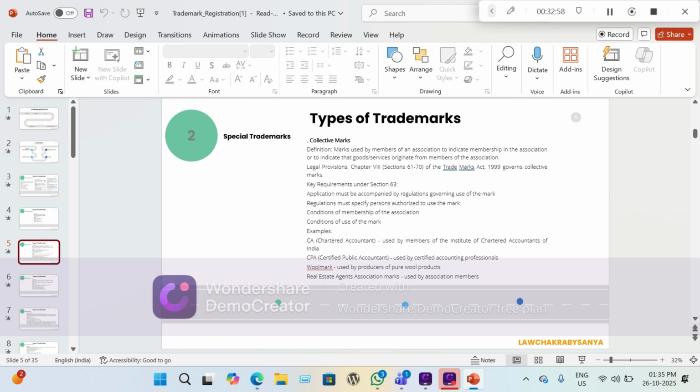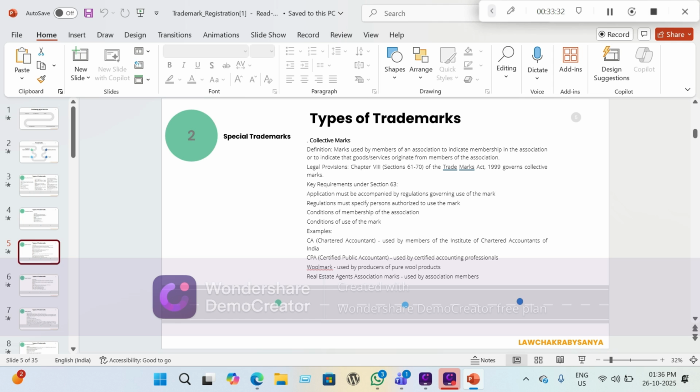Application must be accompanied by regulations governing use of the mark. Regulations must specify persons authorized to use the mark, conditions of membership of the authorization, and conditions of the use of the mark. So, for example, CA is for chartered accountant. It can only be used by chartered accountants. So, you have to specify all of that in your trademark application, that you're going to use CA and this is the association and these are the people who will be using it and this is the purpose for which it will be used.